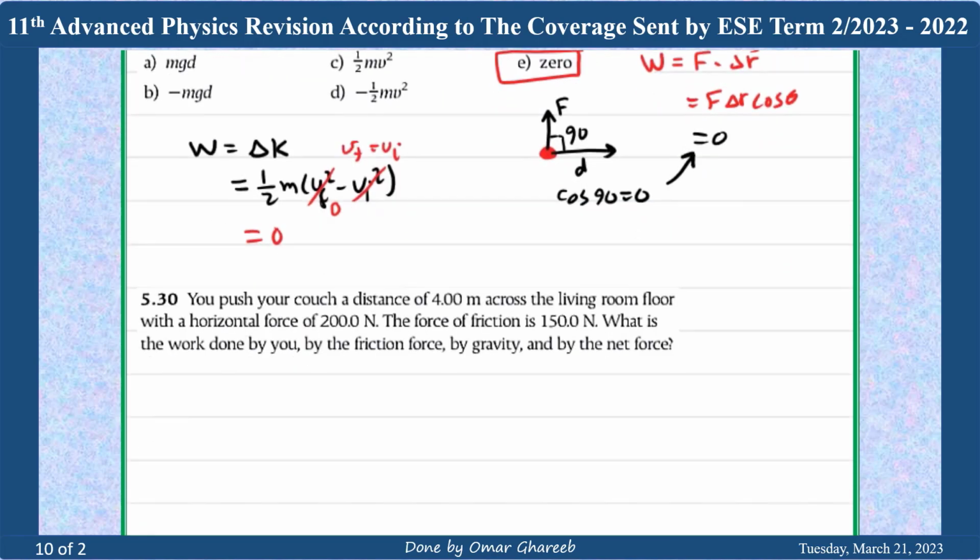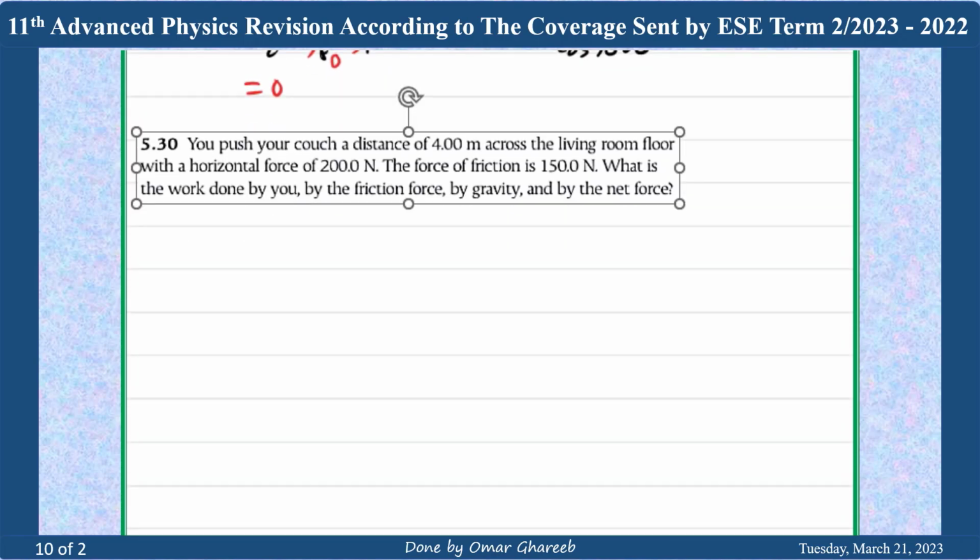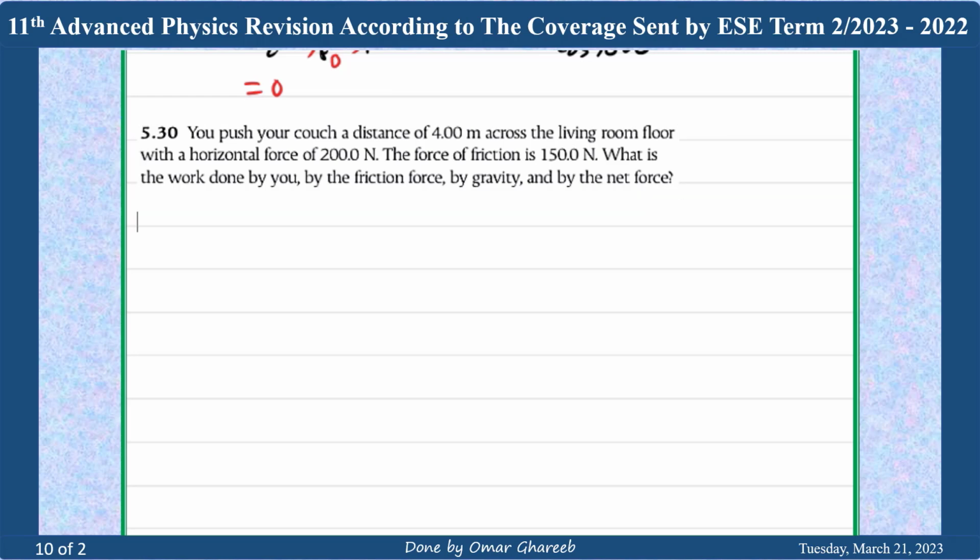Now 5.30. You push your couch a distance of 4 meters across the living room floor with a horizontal force. This is your force. Let us name it as FA, applied force. The force of friction is Fk because it is kinetic friction. What is the work done by you, by the friction force, by the gravity, and by the net force? We have 4 questions, not 1.